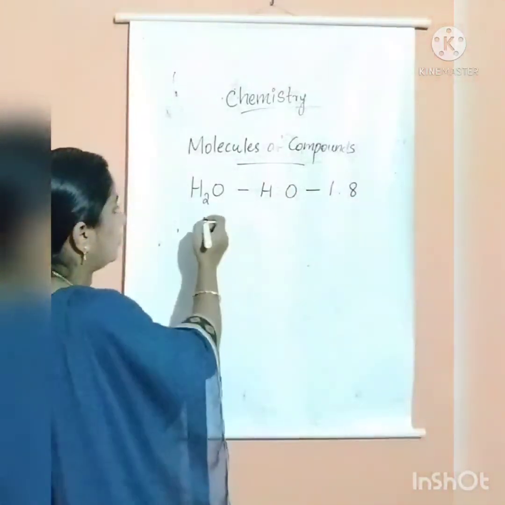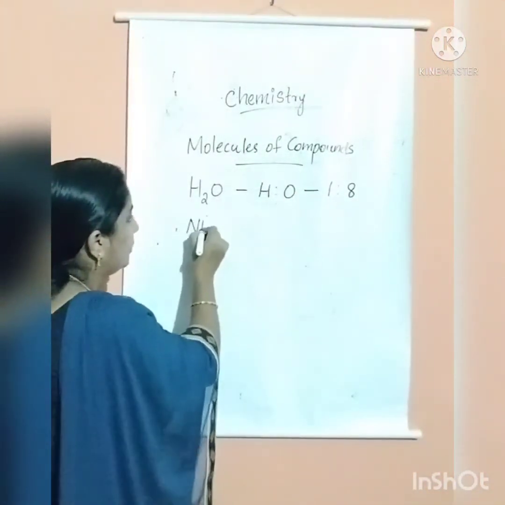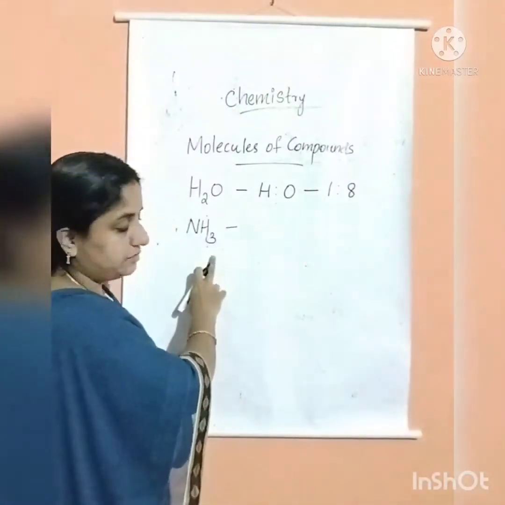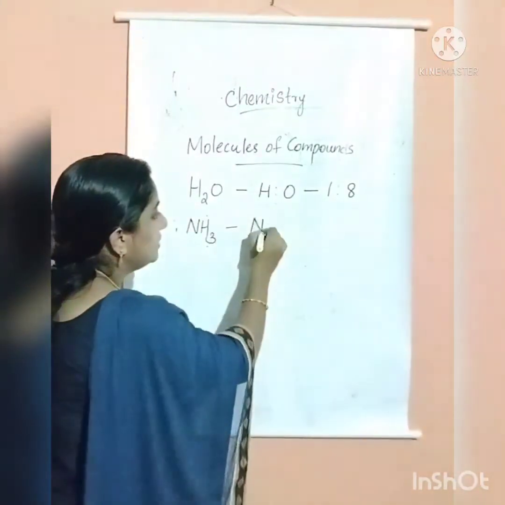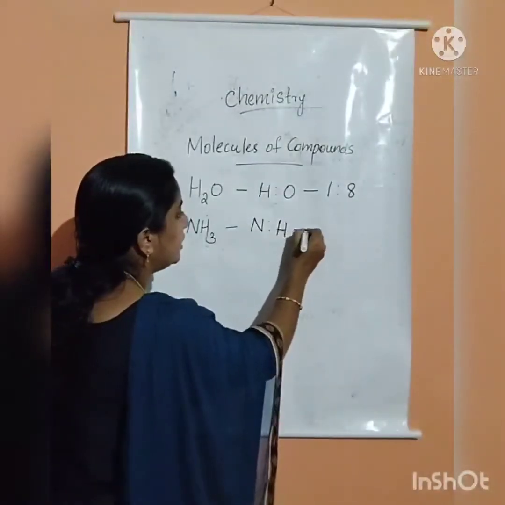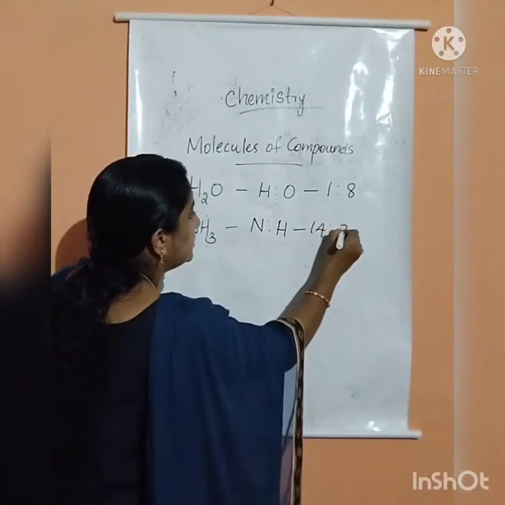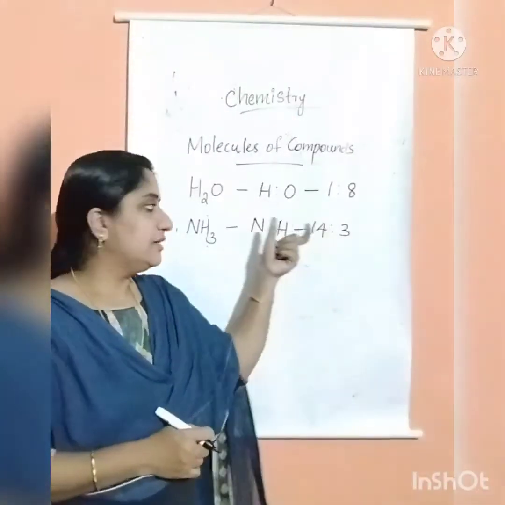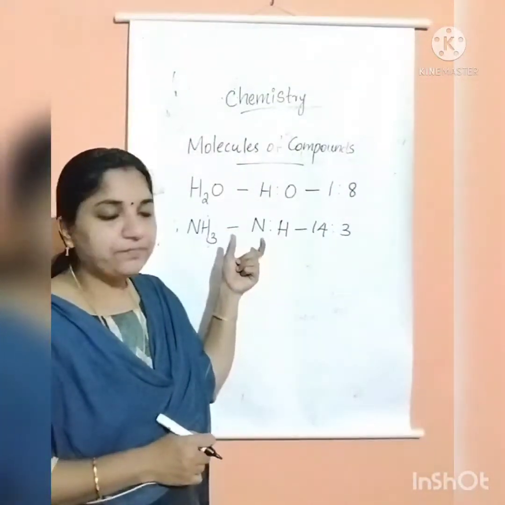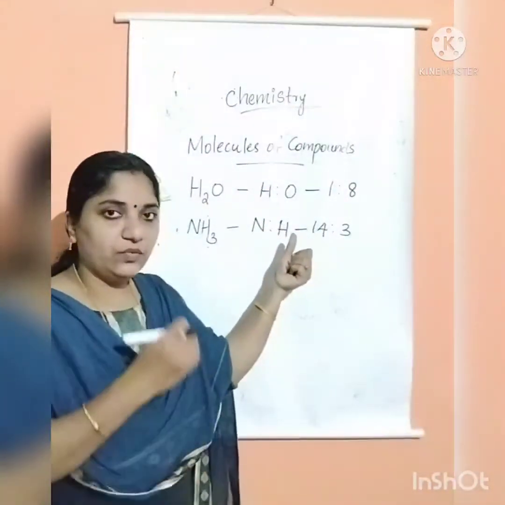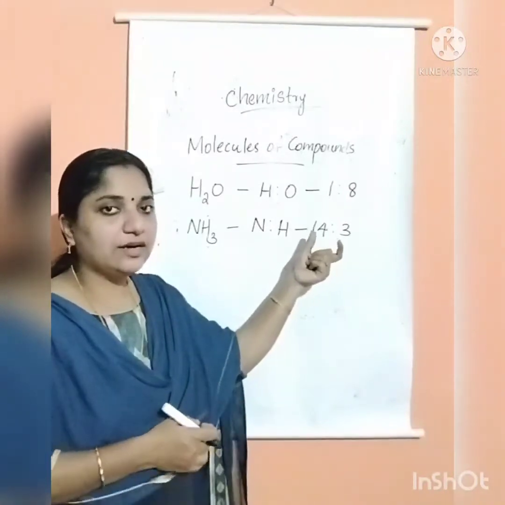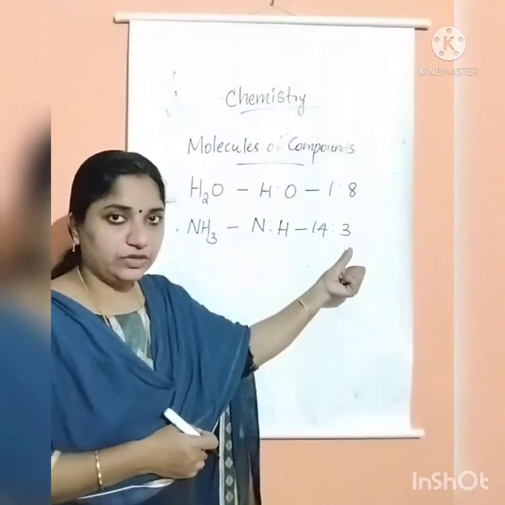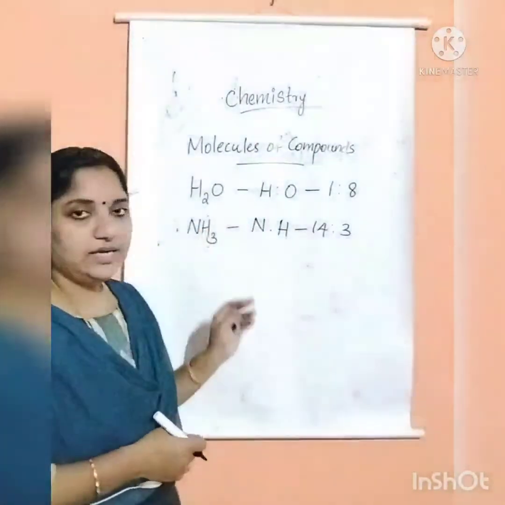The ratio by mass is 1:8, then only water is formed. Okay, another compound is ammonia. Ammonia contains nitrogen atom and hydrogen atoms. Here, nitrogen and hydrogen ratio is 14:3. This is the ratio by mass. Then only ammonia is formed from nitrogen and hydrogen. When nitrogen and hydrogen are combined in the ratio by mass 14:3, then ammonia is formed.